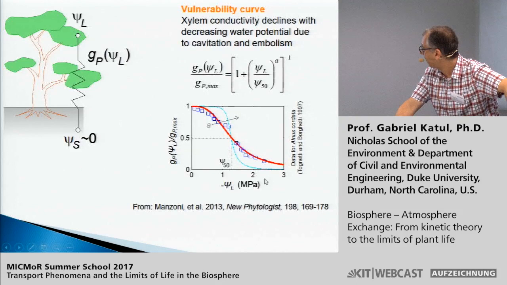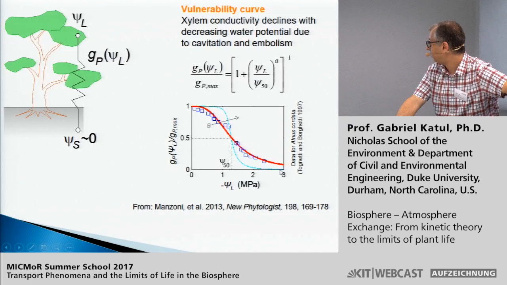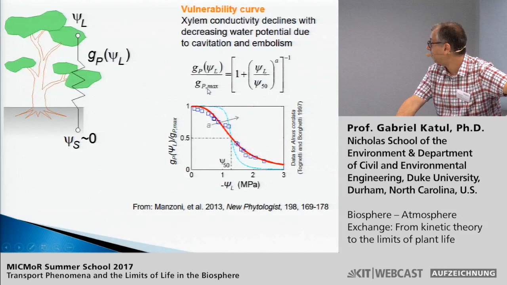The parameter A that you see here basically dictates how sharp the drop in conductivity is as a function of pressure. So if you want a very sharp drop, so you are either conductive or not conductive, then A is big. If A is small, you have a more gradual transition. So this is a very flexible function to play with. And if you do that, you find that the vulnerability curve requires three parameters: this curvature A, psi 50, and the maximum conductivity that you could allow.